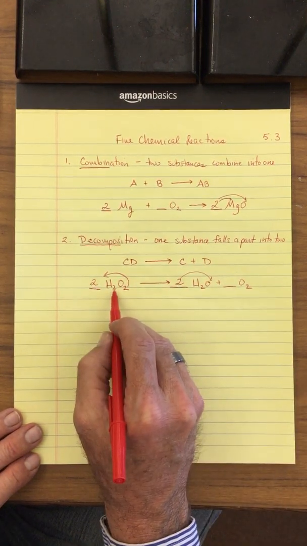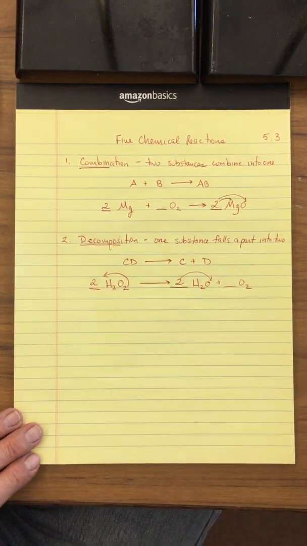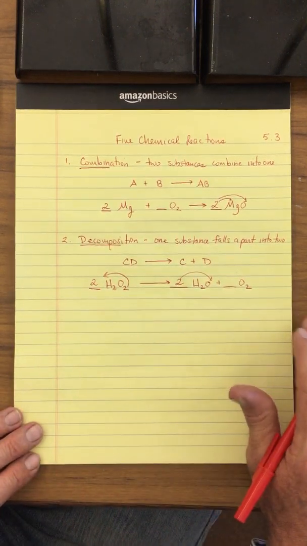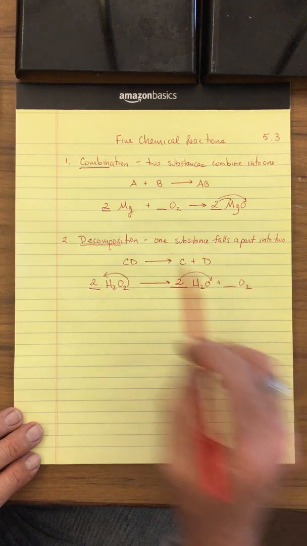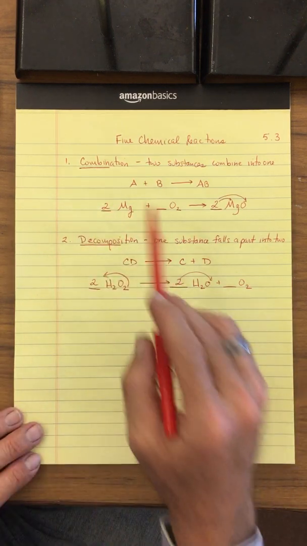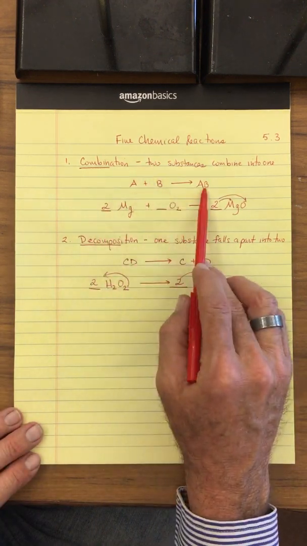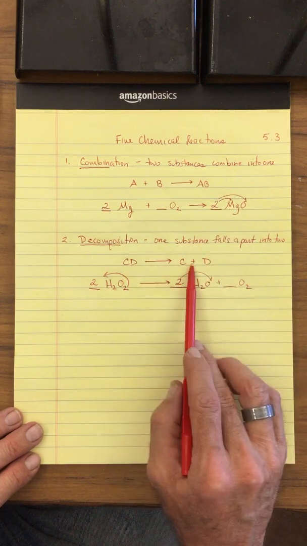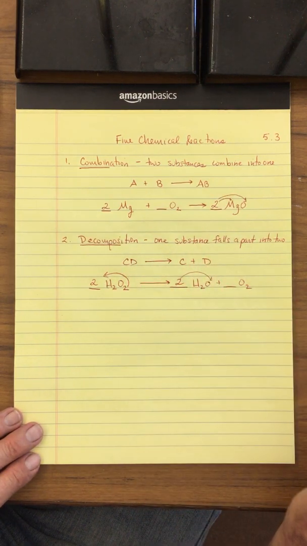2 times 2 hydrogen gives me 4 hydrogen. 2 times 2 gives me 4 hydrogen. So this is the balanced reaction. We've already worked on balancing, but this is just to show the decomposition. It's the opposite of a combination. Combination is when 2 substances come together to make 1. This is when 1 substance falls apart into 2.